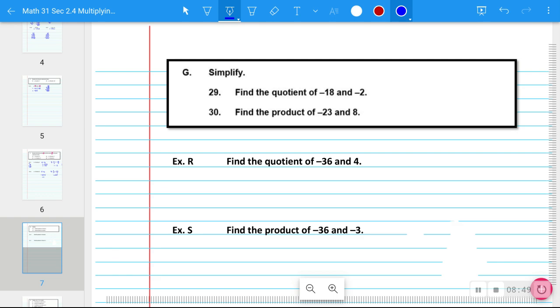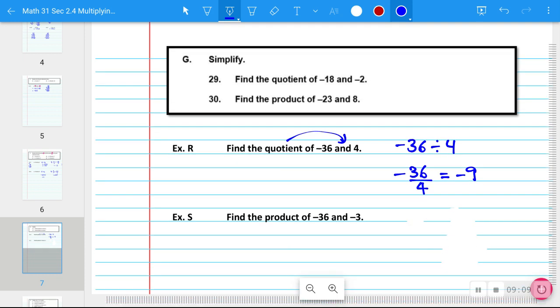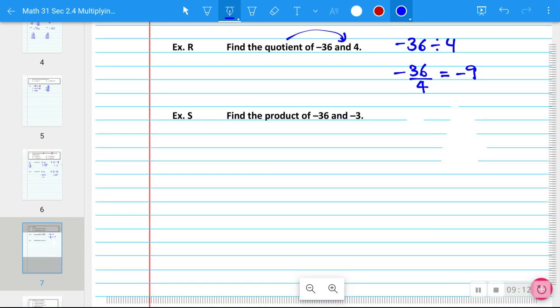Okay, we're supposed to find the quotient of negative 36 and 4. Quotient means divide, so it's really negative 36 divided by 4. Could just as easily be written like this, and usually it is in an algebra class. The signs are mismatched, so here you get negative 9. The negative comes from the mismatched signs. These rules, by the way, only apply to multiplying and dividing.